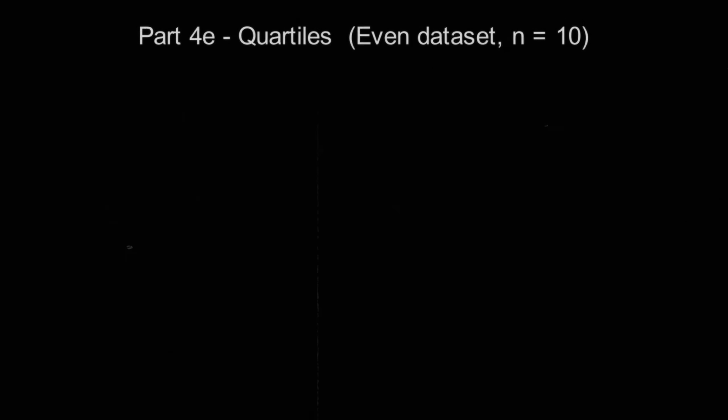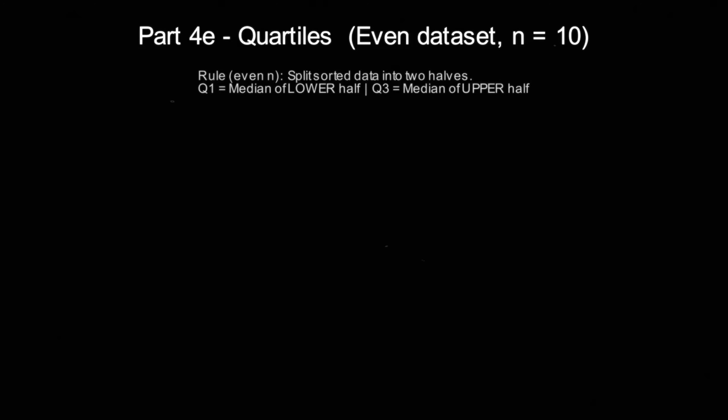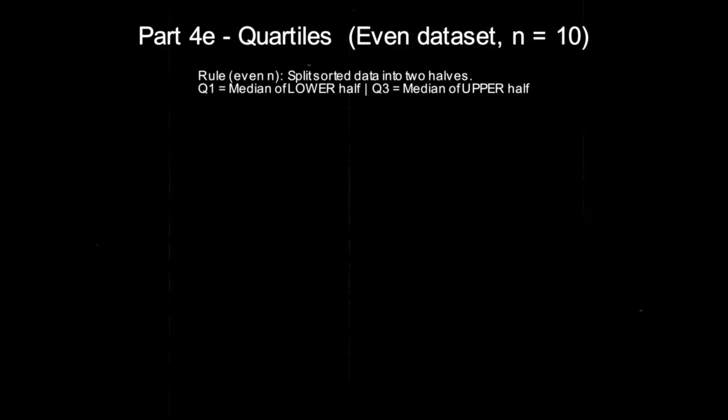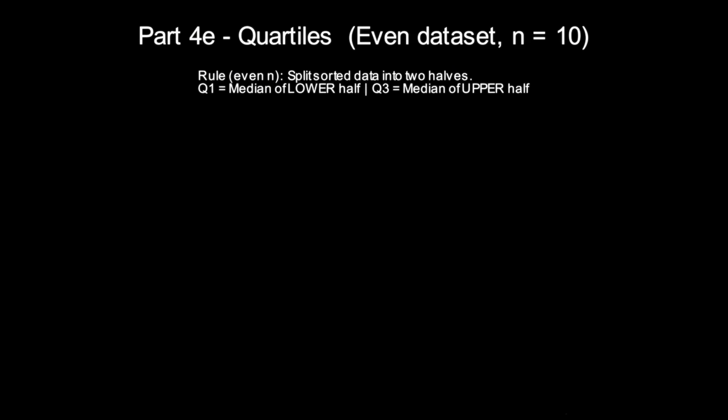Let's talk about quartiles. When our dataset size is even, like here with 10 data points, we split the sorted list into 2 halves. Q1 is the median of the lower half, and Q3 is the median of the upper half. Here's our sorted dataset.